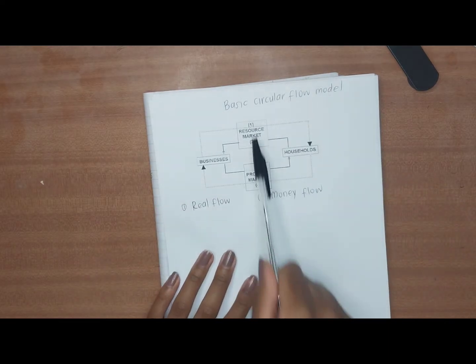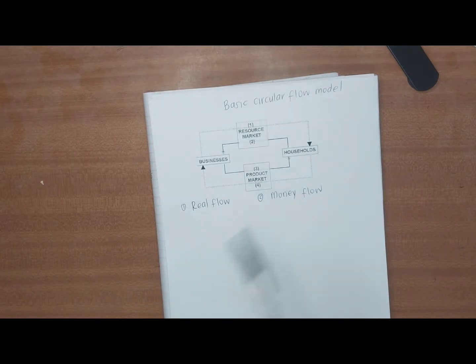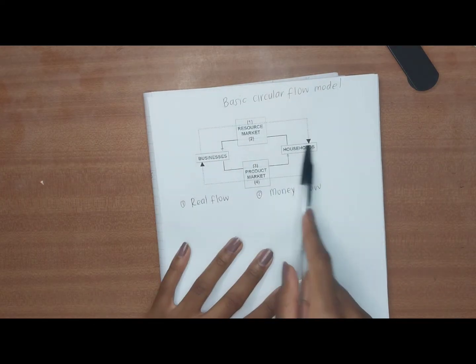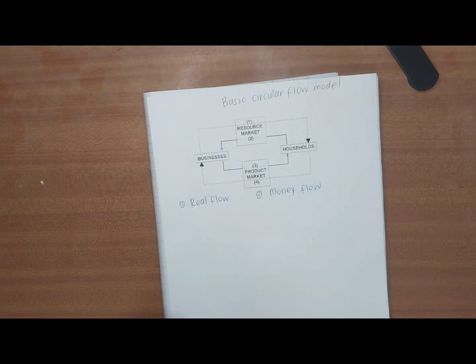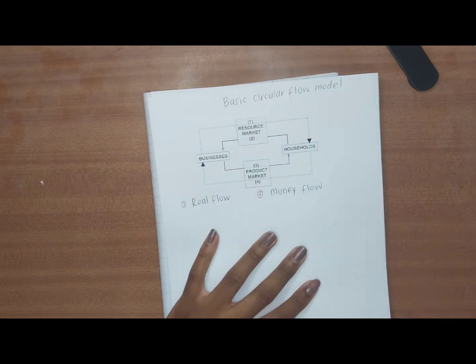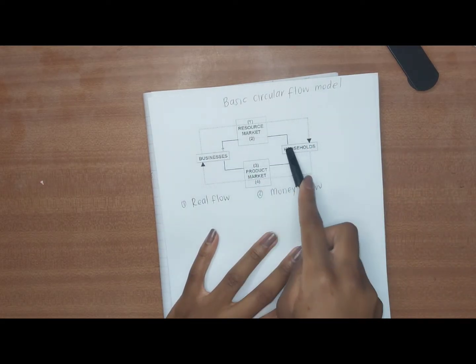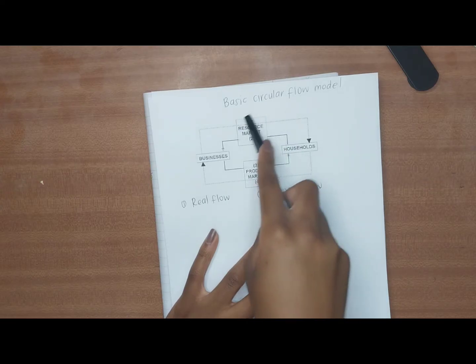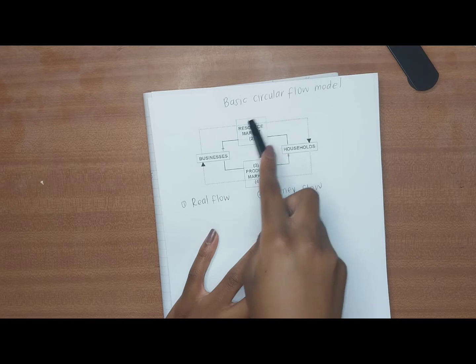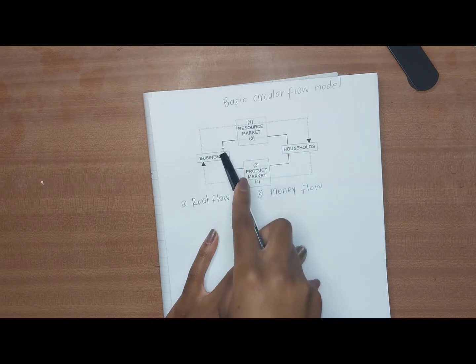So these two markets are just markets. They are the middlemen between our households and businesses. So what will happen is that households, you know that households are the owners of the factors of production. They own land, they own labour, they own entrepreneurship, and they own capital. So households are going to provide the factors of production to businesses. But in order to get to businesses, they will sell them in the resource markets because that's the middleman. So households will bring the factors of production here, and this will be sold to businesses.